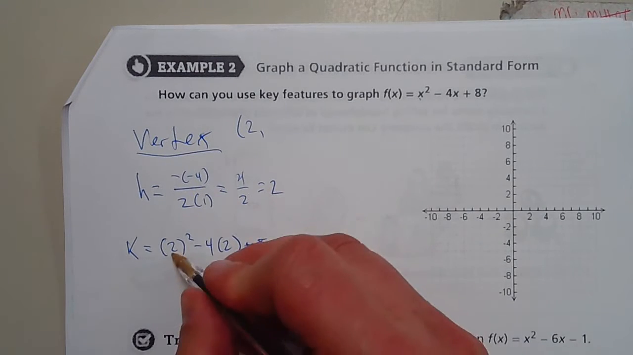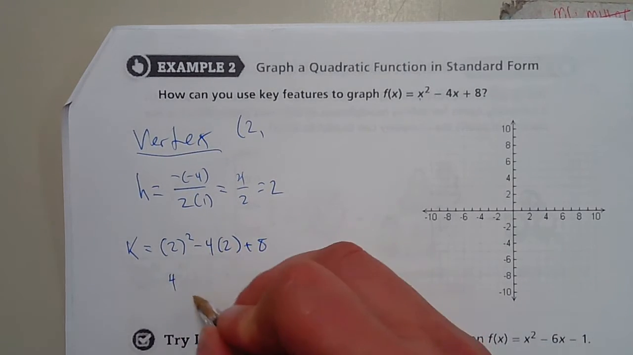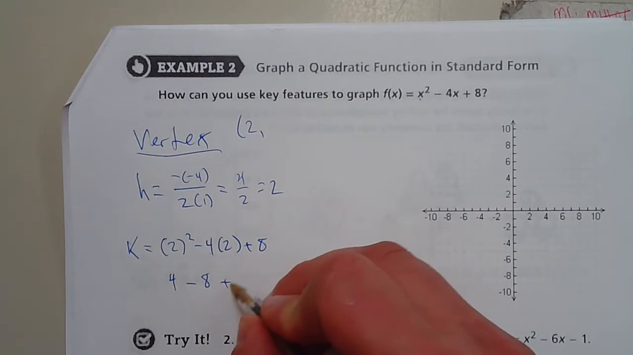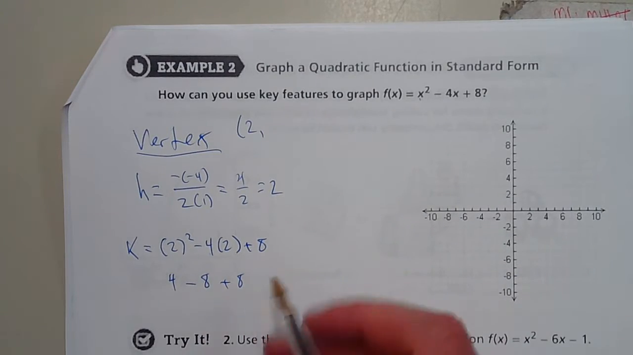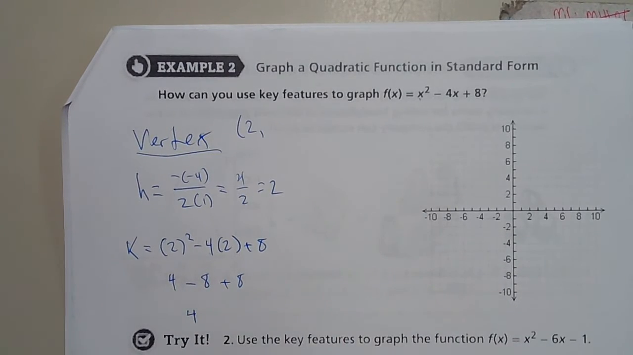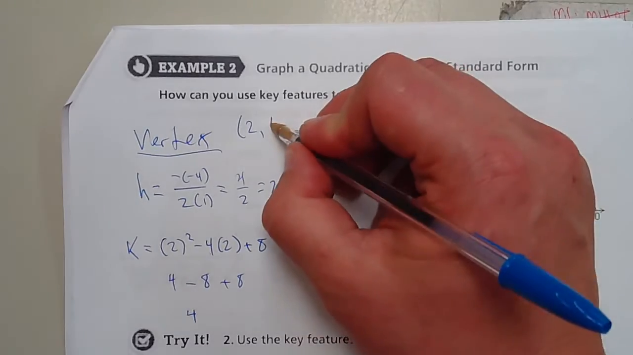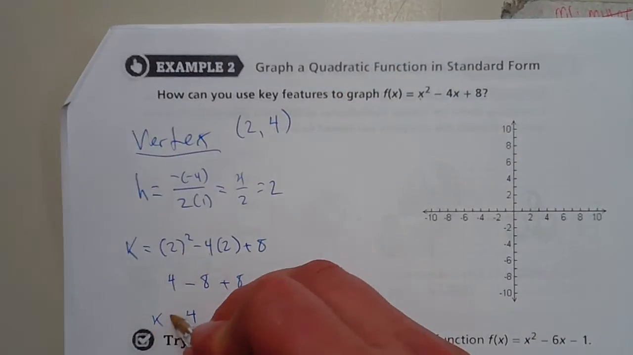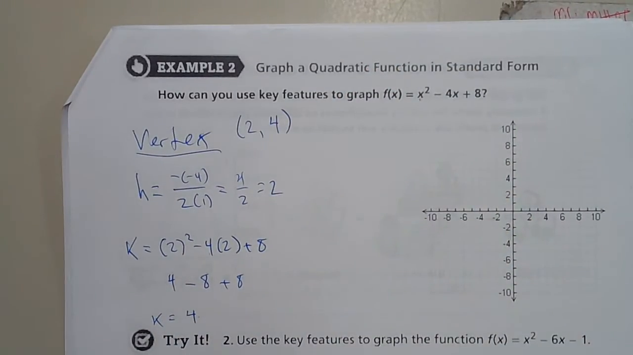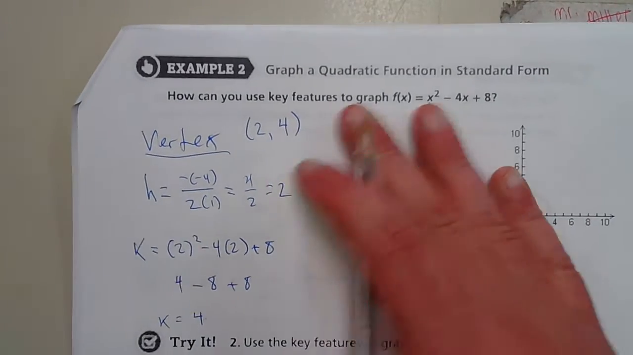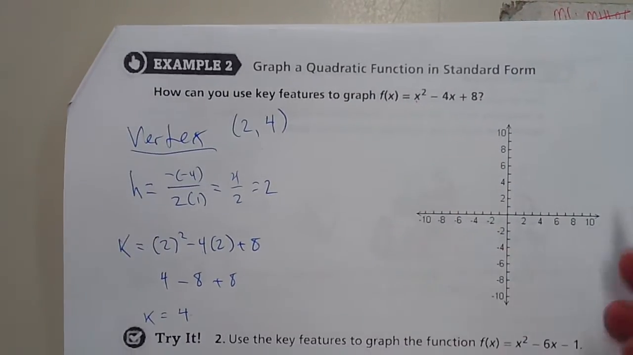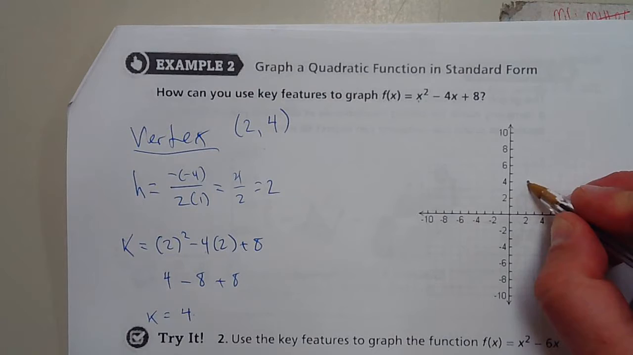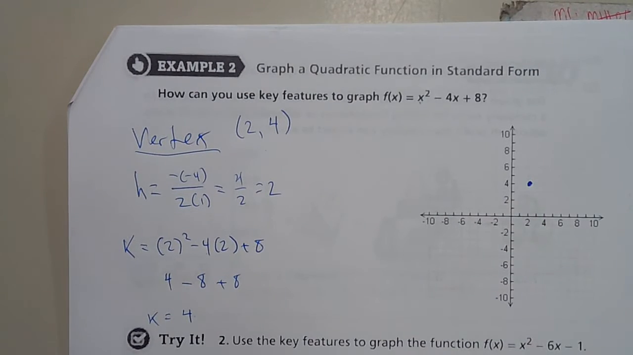So what is that? 2 squared is 4. It'll be a negative 8, and that'll be a plus 8. So that's easy math there. If you minus 8 and you plus 8, you're just left with the 4. So my vertex coordinates are h was 2, k was 4. Awesome. If I was making this graph, that's what the problem wants me to do, I'm going to plot that vertex, 2, 4. I know 100% that's the vertex of this.